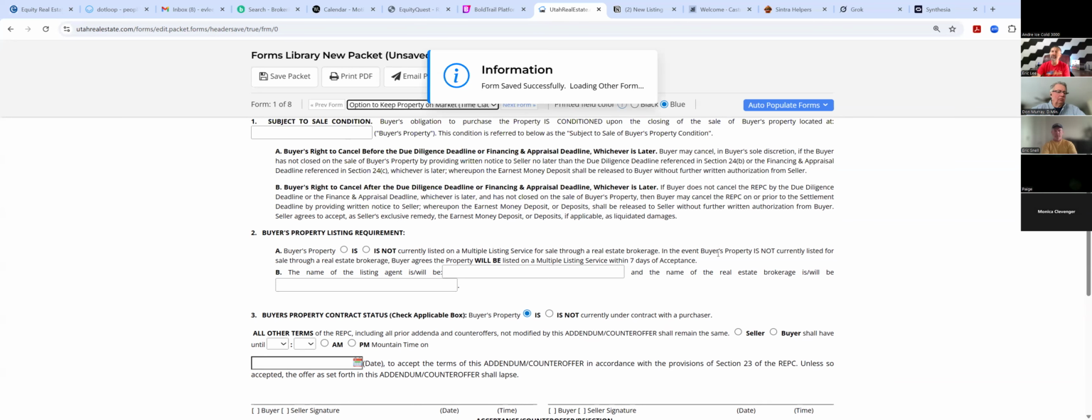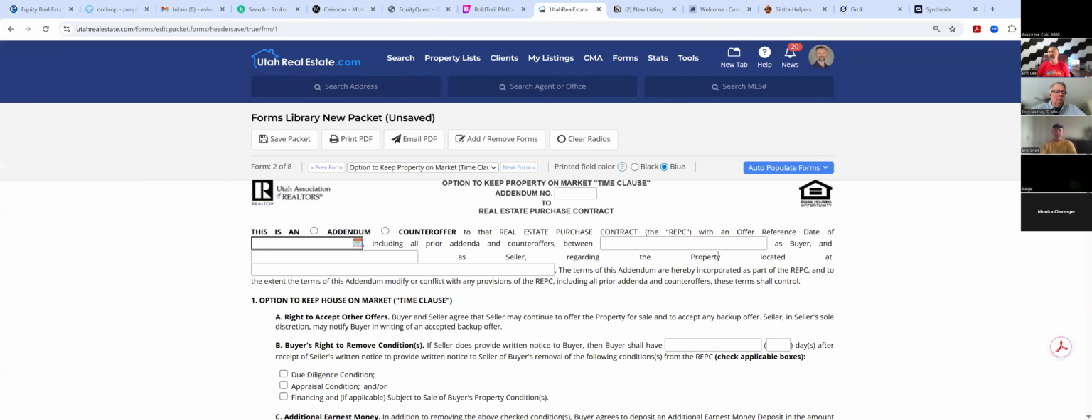Now, let's look at what the typical counter is. So we go to our option to keep property on market time clause. Now we're the seller. We've received an offer subject to the sale of the buyer's property. And again, it could be months, and they could never sell it. And they send us a notice prior to their finance and appraisal deadline, which is 2 months out or 3 months out, saying, hey, we weren't ever able to sell our home, so we're hereby canceling. And because we're canceling within this deadline, we get our earnest money back.